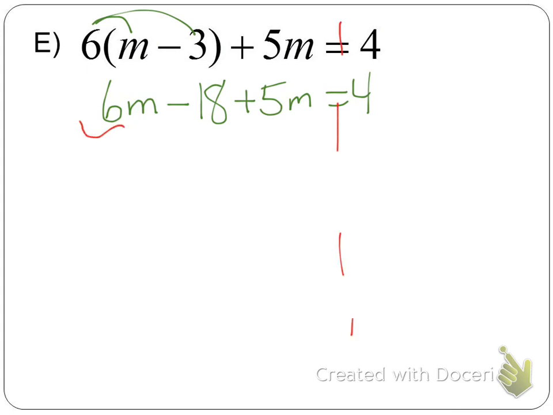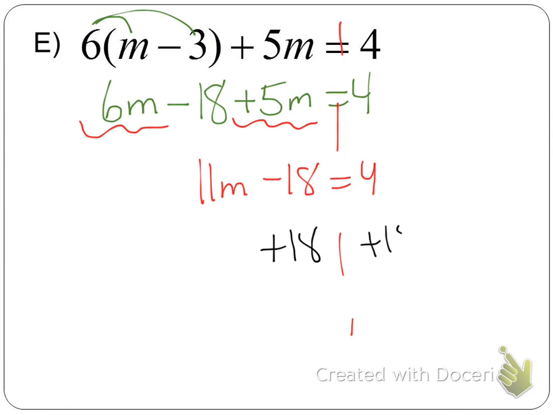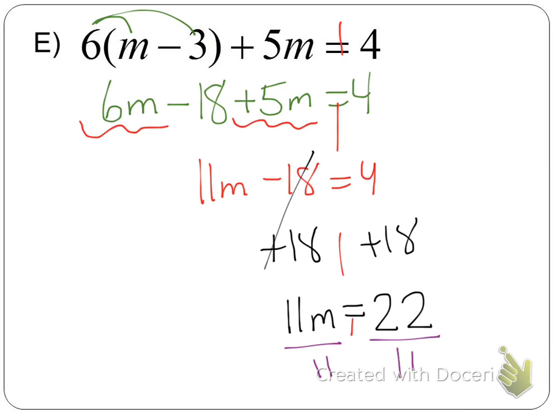We have like terms on the same side of the equal sign. When they're on the same side of the equal sign, you just combine them like normal. So 6m plus 5m gives me 11m minus 18 equals 4. Add 18 to both sides. m equals 2. Good job. Very good.